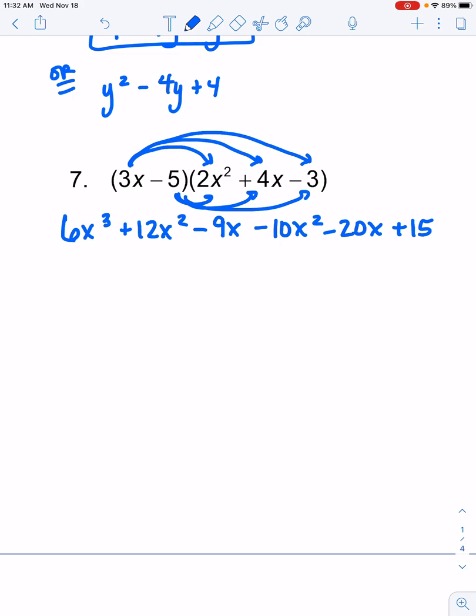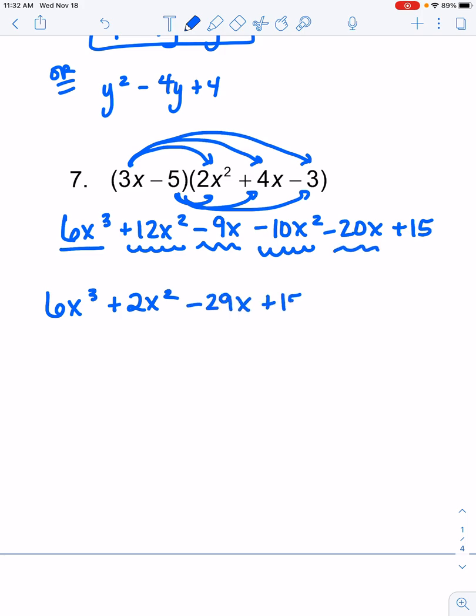Then I need to make sure I combine like terms. This is the only thing that has the x cubed, so it's on its own. But then I've got this negative 12x squared, or positive, sorry, and negative 10x, which makes positive 2x squared. Then I've got this negative 9x, negative 20x, and 15's on its own.